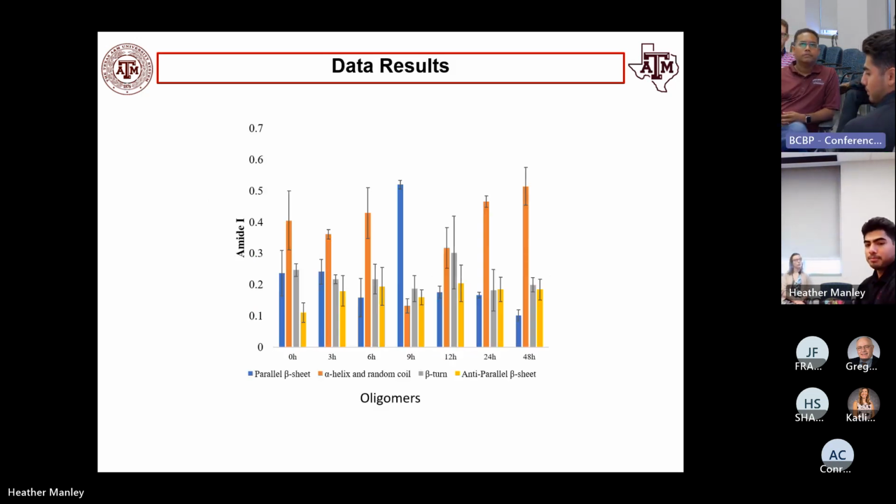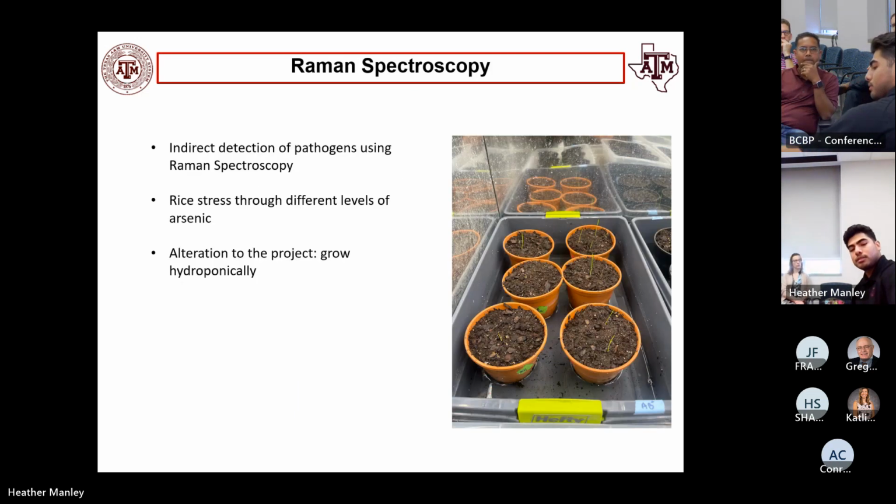So here's a bit more quantifying of that spectral analysis by analyzing the area created from those peaks. Here we see an example of 0 hours to 48 hours and how those secondary structures differ between those time points. In this case, the alpha helical structure and random coiling is dominant compared to parallel beta sheets, since they're just oligomers. And this allows for direct analysis.